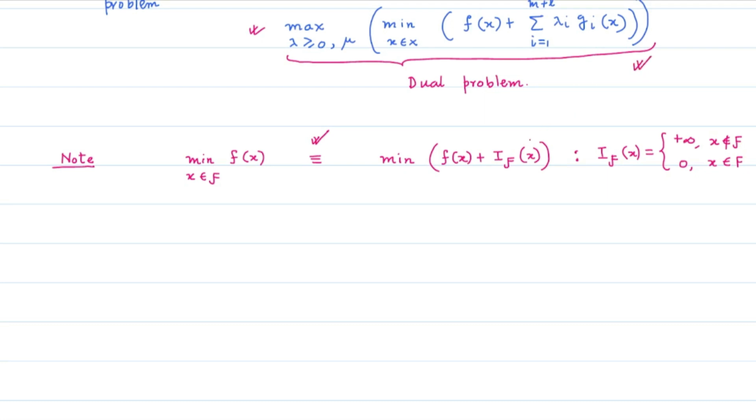We notice that this indicator function is a discontinuous function, and here we have taken up a continuous approximation of the indicator function i_F, a crude linear approximation of i_F, given by this expression: summation of lambda_i times g_i(x).